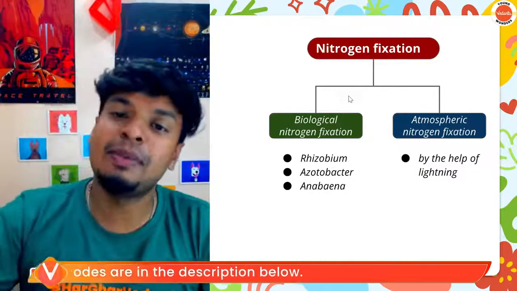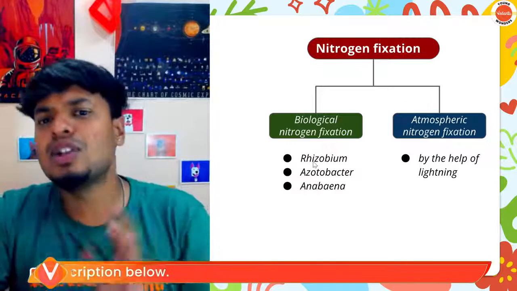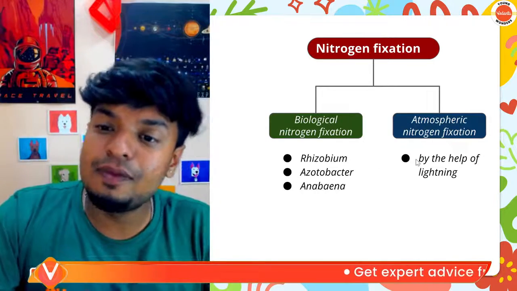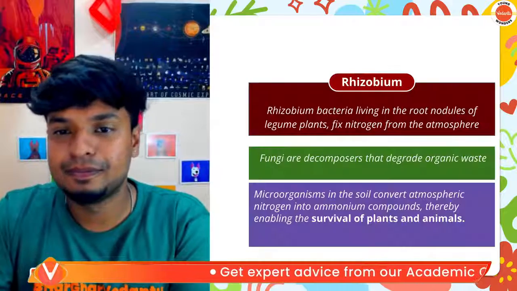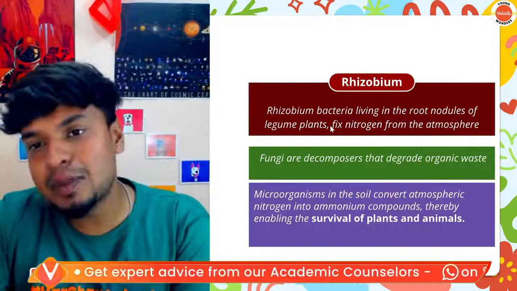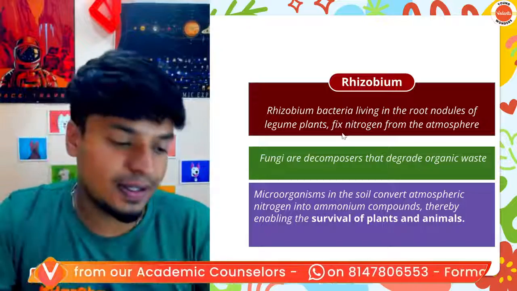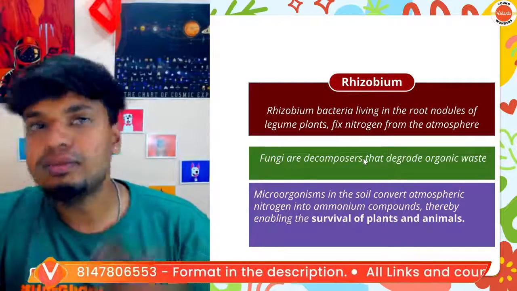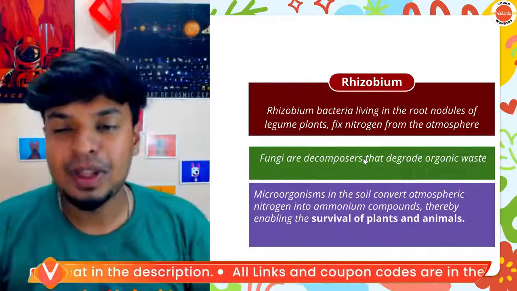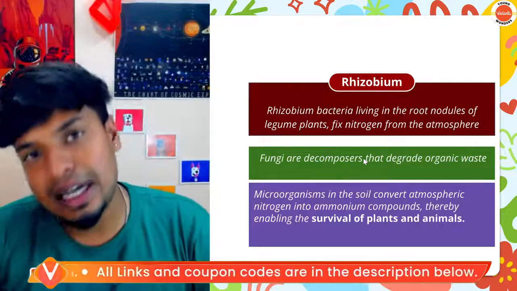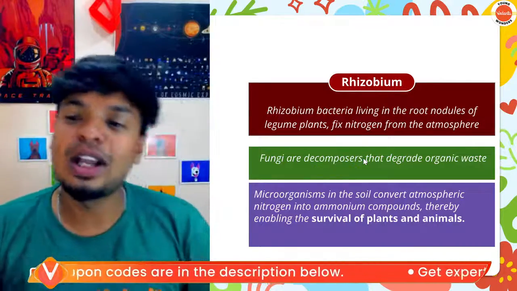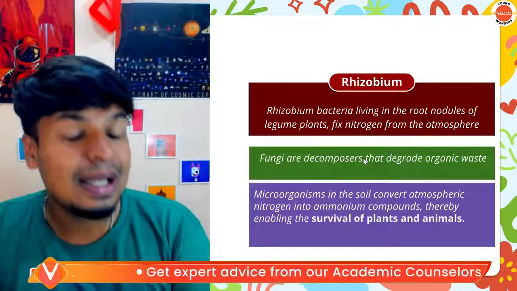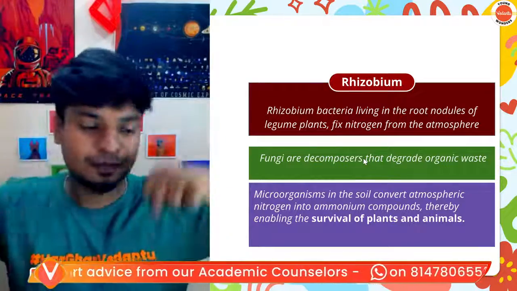Okay, so nitrogen fixation can be done by biological nitrogen fixers like Rhizobium, Azotobacter, Anabaena, all of this. And atmospheric nitrogen fixing can be done with the help of lightning. Alright, so Rhizobiums are the bacteria present in the root nodules of the leguminous plants. So leguminous plants have a lot of Rhizobium bacteria which can convert the atmospheric nitrogen into nitrogenous compounds. Now, fungi are decomposers which can degrade the organic waste. So microorganisms in the soil convert all this into ammonium compounds. Thereby, the plants present in that area can use it.